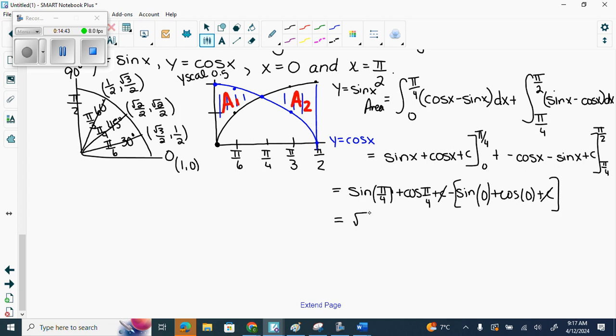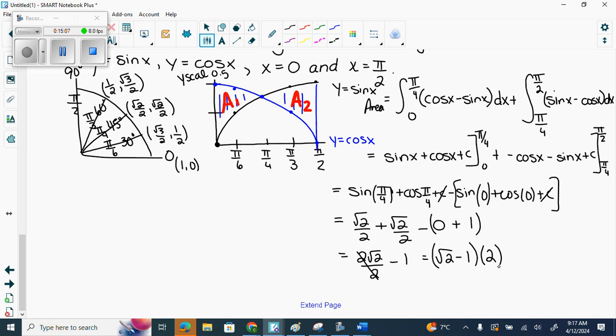Sine of pi over 4 is root 2 over 2 plus root 2 over 2, minus sine of 0, which is 0, plus cos of 0, which is 1. And so I get 2 root 2 over 2 minus 1. That's root 2 minus 1. Wait a second, I didn't do the second half. But I times it by 2.